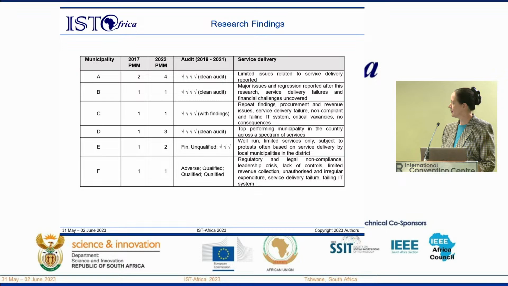Now, because it's a district municipality, what I found there is very often in the district there are protests because of service delivery issues. But if you go and analyze those protests, it relates to services that the local municipalities are not offering, and then it looks as if the protests very often are targeting the district municipality, but it's actually based on issues at the local municipalities. And then municipality F, a regulatory and legal non-compliance, a leadership crisis, lack of controls, limited revenue collection happening, unauthorized and irregular expenditure, service delivery failure, and also a failing IT system.